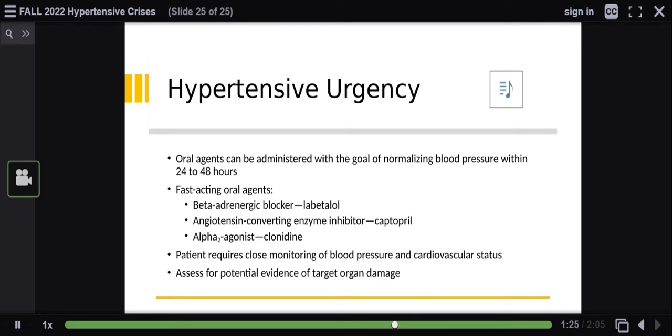Again, same thing. This requires close blood pressure and cardiovascular monitoring during the treatment. This patient's vital signs should be taken every 5 minutes if there's any kind of change, or at 15 to 30-minute intervals for those who are stable. Again, the purpose in hypertensive urgency is to prevent this patient from developing complications with target organ damage.